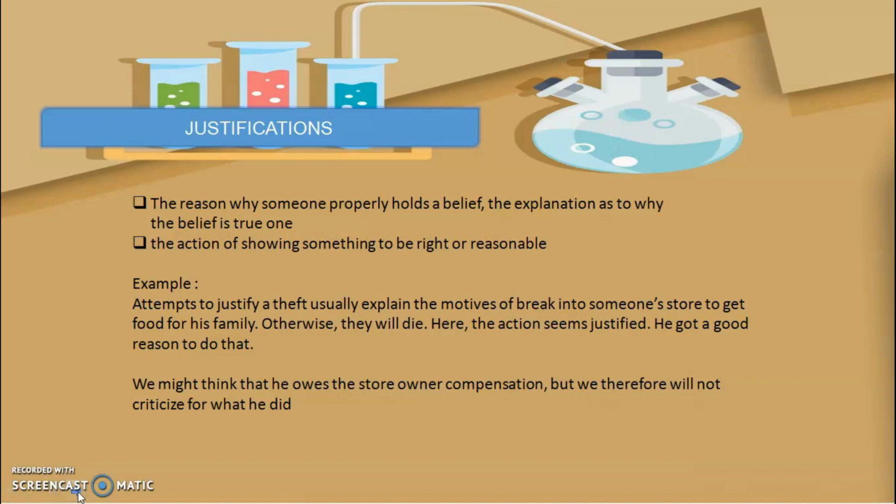For example, attempts to justify a thief usually explain the motives of breaking into someone's store to get food for his family, otherwise they will die. Here, the action seems justified. He has a good reason to do that. We might think that he owes the store owner compensation, but we therefore will not criticize him for what he did.